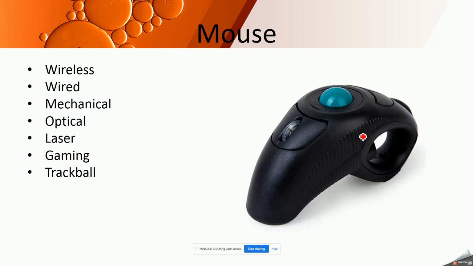Trackball. The trackball mouse is used in places where normally you don't have a lot of space, like when you are traveling on an aeroplane. You don't have much space there, so you use an upside down mouse. A trackball is like an upside down mouse which contains a ball over here.